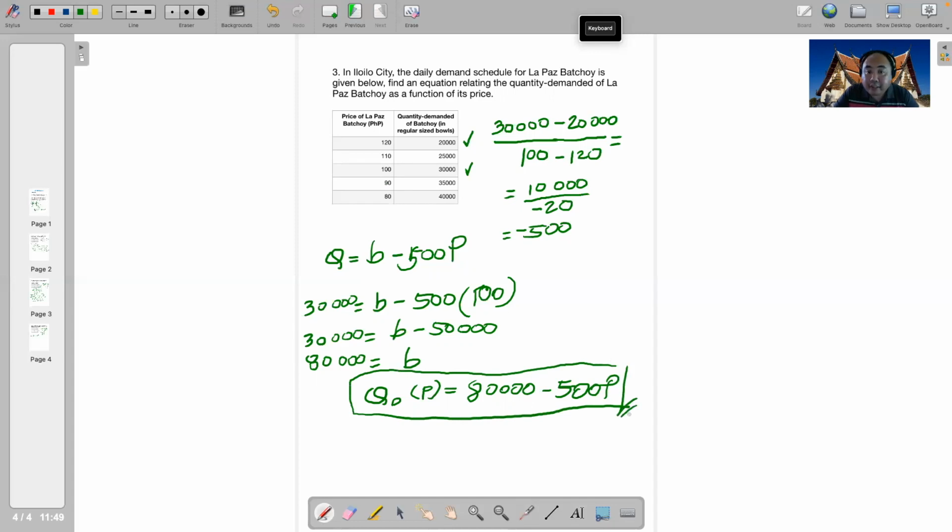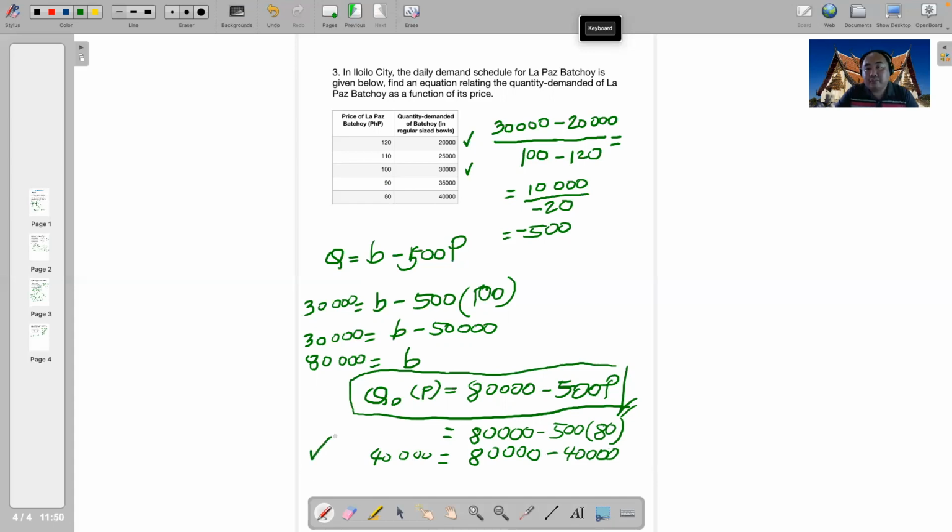If you want, you may check. Okay, so let's check at 80 pesos. Okay, we don't use the 2 points that we have already used. We use something else. So let's use at the price level of 80, we should arrive at 40,000. Let's check. So when the price level is 80 pesos, how many are demanded? This is 80,000 minus 40,000. This is 40,000, right? Which is correct. Yay, which is correct.